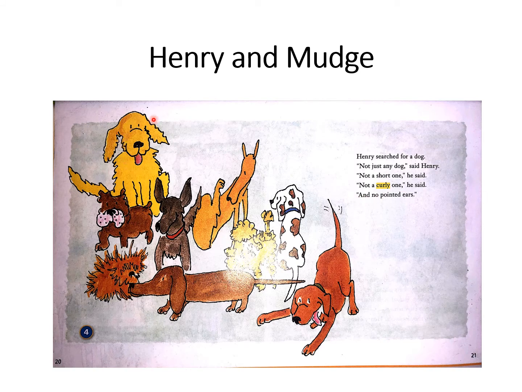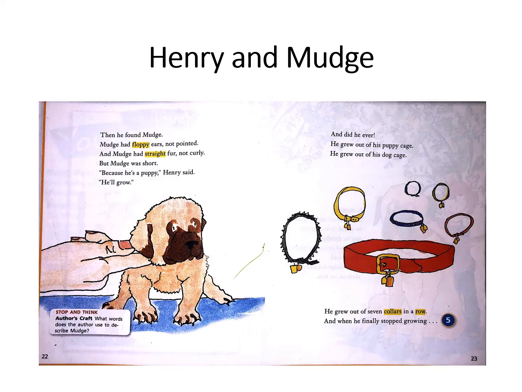Let's see. Henry wants a very specific dog. He doesn't want a small dog. He doesn't want a dog with curly hair. He doesn't want a dog with pointy ears like this one. He definitely doesn't want this one. This one's too short. And he doesn't want this one. This one has curly hair. And he finally finds a dog that's perfect for him, Mudge. Mudge had floppy ears, not pointed, and Mudge had straight fur, not curly, but Mudge was short.